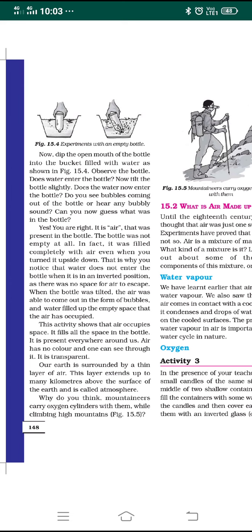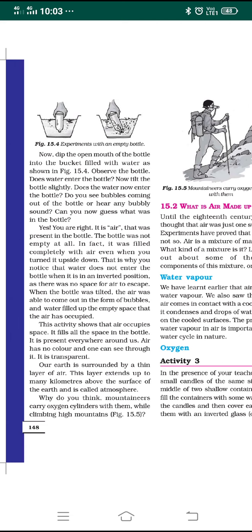So air has no color and one can see through it. There is no color for the air, though it is present everywhere around us. One can see through this air because it is transparent. So this air is transparent.